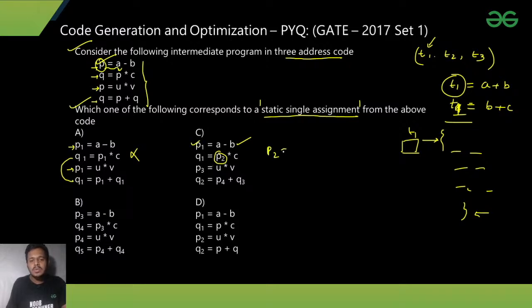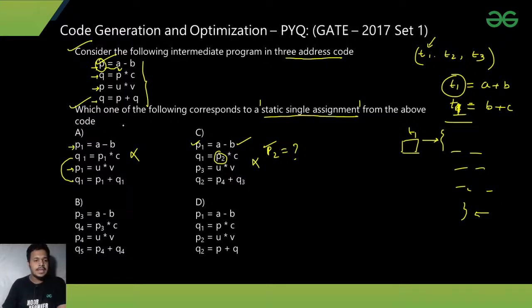So we don't know what this P2 is meaning. P2 is not yet initialized. We don't know what P2 is because the value was assigned previously to P1, right? So according to the flow of the graph, or you can say according to the data flow, this is not correct. So we are also discarding this option too.